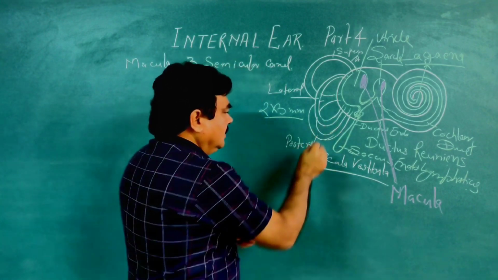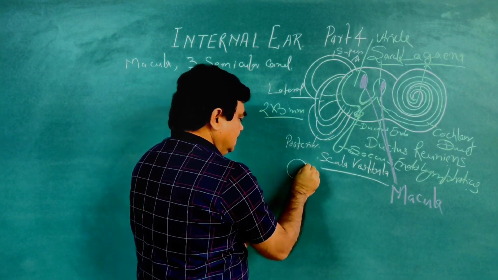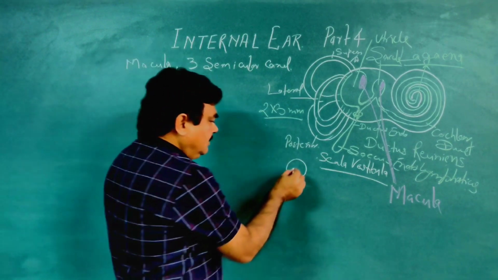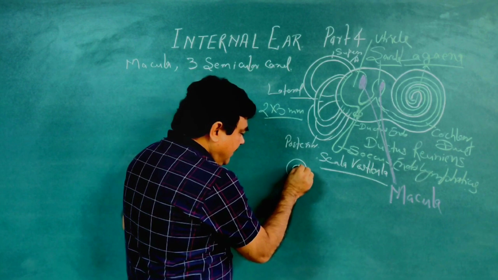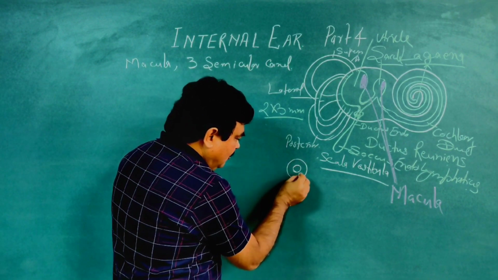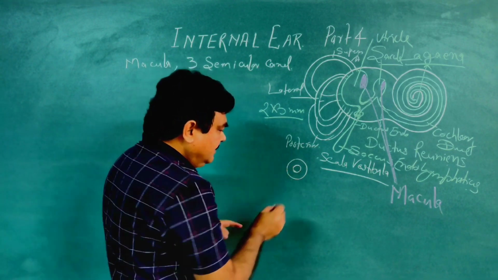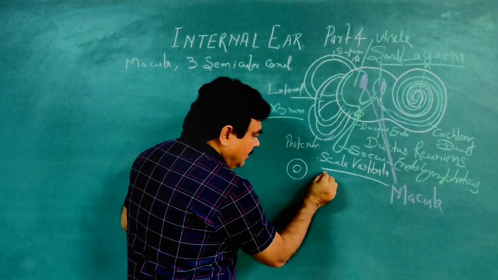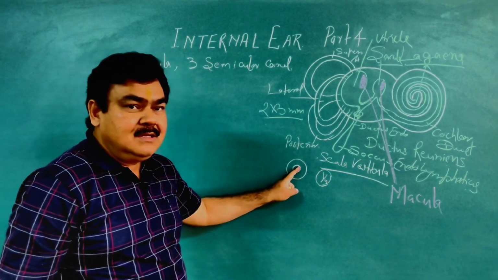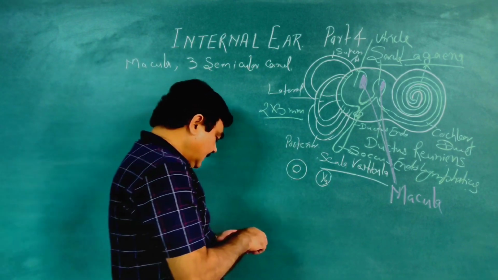If you cut a small part of this, it is like this. This is bony labyrinth. Within the bony labyrinth, there is membranous labyrinth. You can see the diameter of the bony labyrinth here, and this is membranous labyrinth. The diameter of the membranous labyrinth is 1/4 of the bony labyrinth.